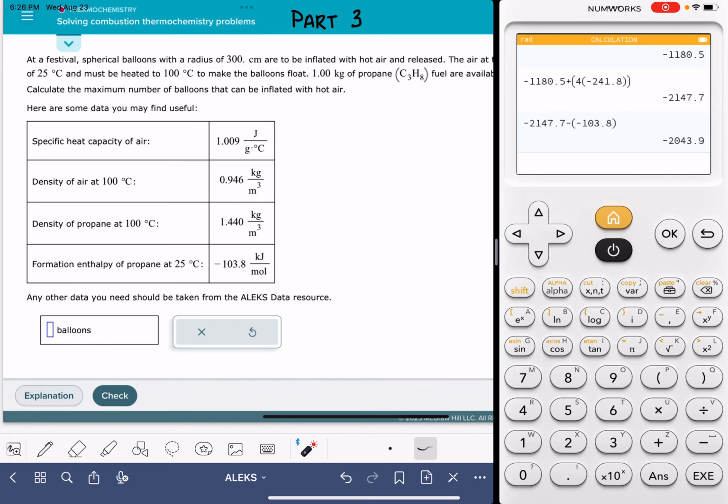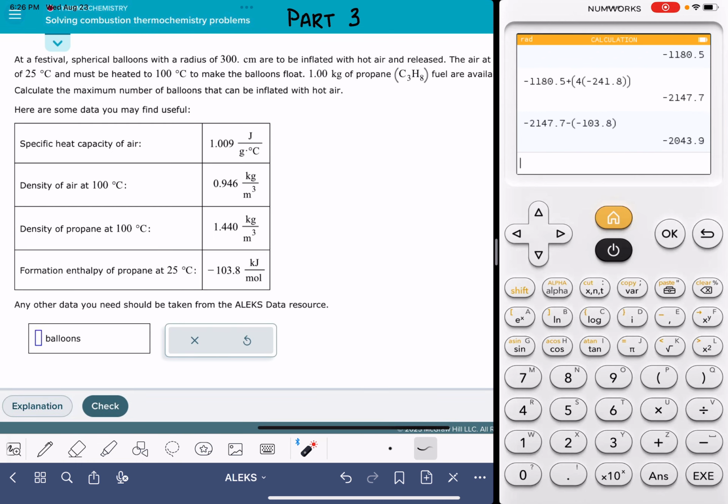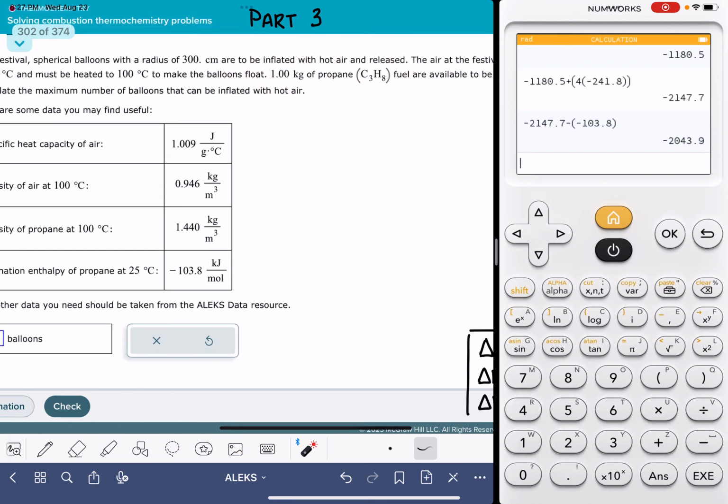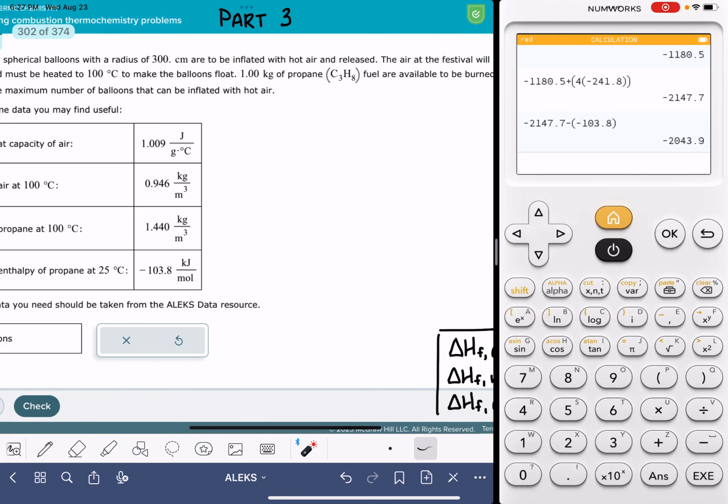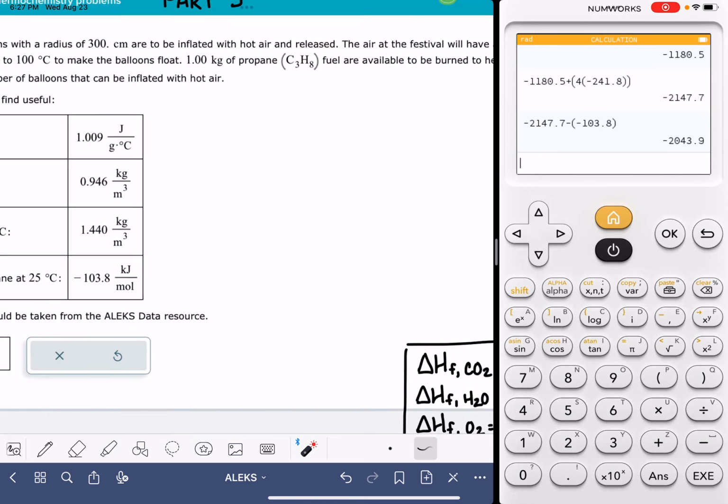So for this particular version of the problem, we are being asked to determine how many balloons can be blown up by a specific quantity of fuel. The quantity of the fuel is definitely going to vary from one problem to the next, and the fuel may vary as well. What we're going to do is take this fuel and combust it, or burn it, as a source of heat, and that heat is going to be used to blow up the balloons.